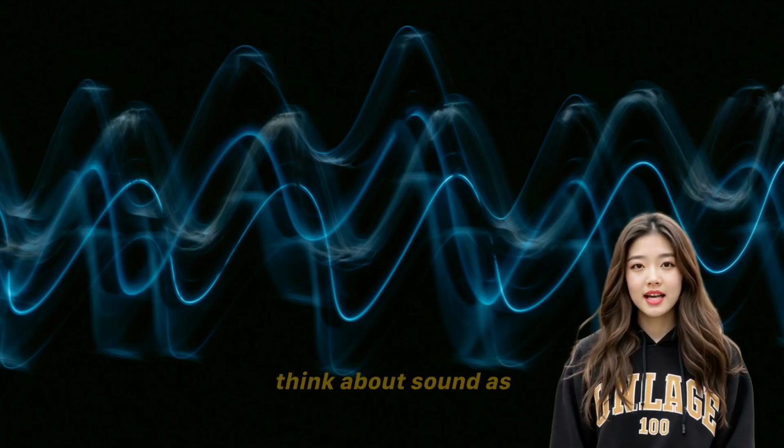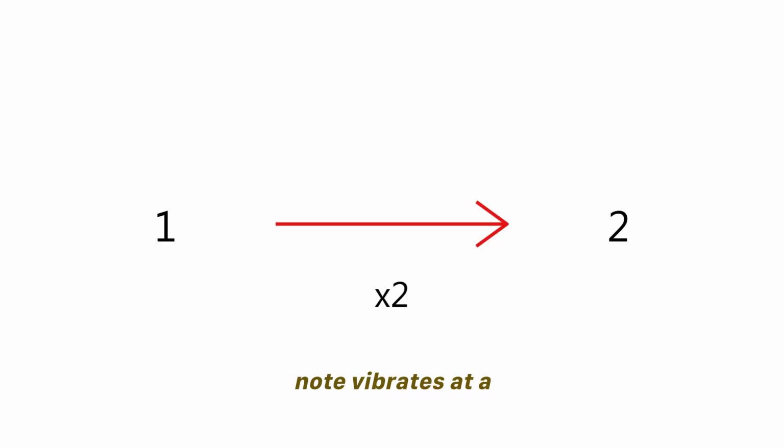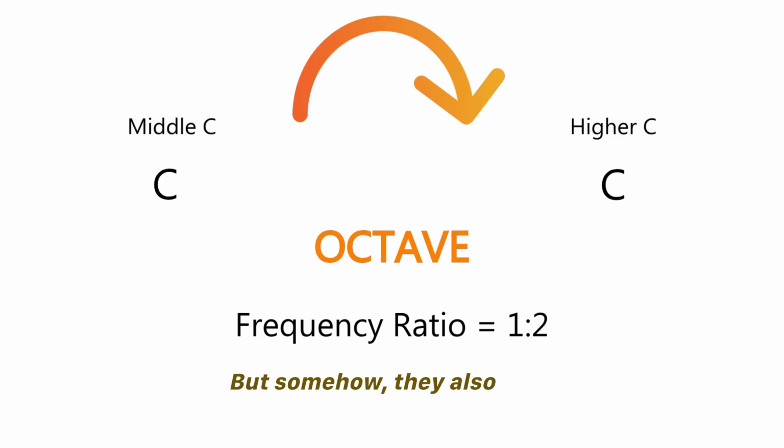To understand this, we need to stop thinking about sound as names like C or G. Instead, we need to think about sound as numbers. A musical note is a vibration. For example, if one note vibrates at a certain frequency and another note vibrates exactly twice as fast, we hear something special. These notes sound different, but somehow they also feel like the same note. This interval is called an octave, so the frequency ratio of an octave is 1 to 2.